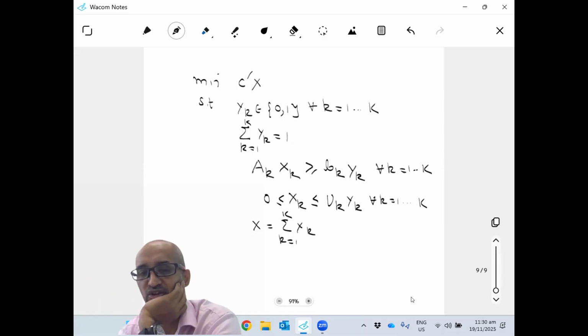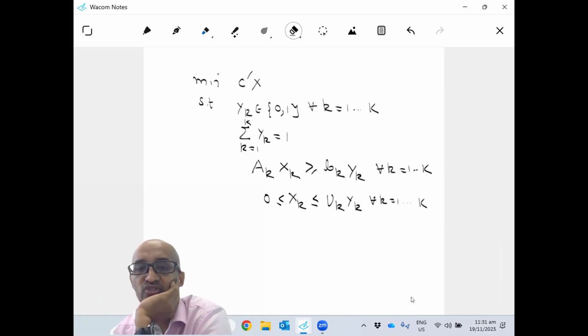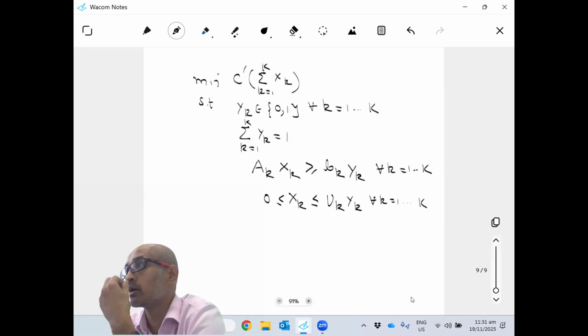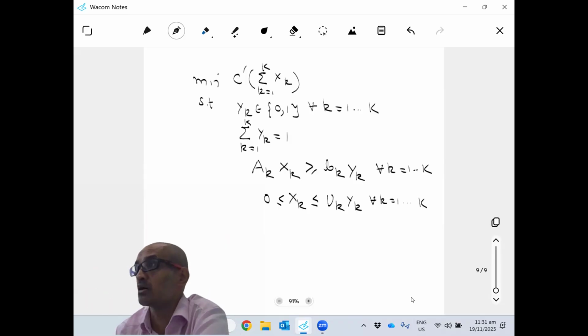So this constraint, you can write x in terms of sums or take out the x here and just write this as c transpose times the summation over k. It's the same thing because there's only one constraint which involves x. And there's an equality constraint. Okay. Why does this work?